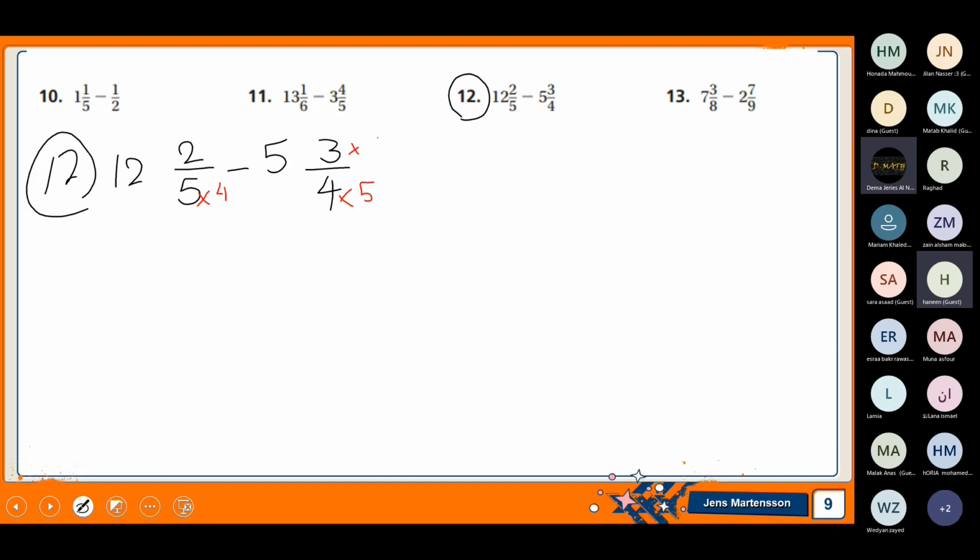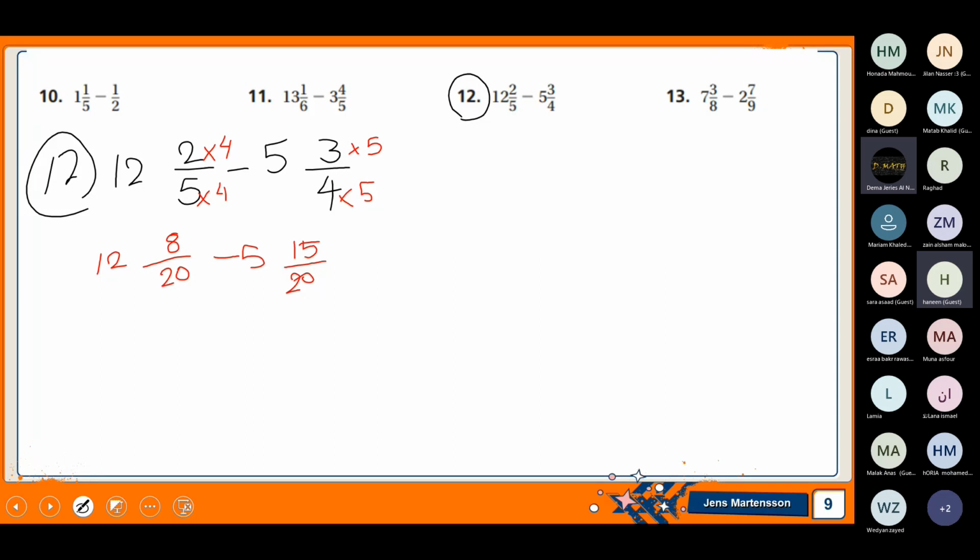5 multiplied by 4, it's going to be 20. So 2 times 4, 8. 5 times 4, 20. Minus 5 and 3 over 4 becomes 15 out of 20. All right. Now, Haneen will subtract the fractions. 8 over 20 minus 15 over 20.